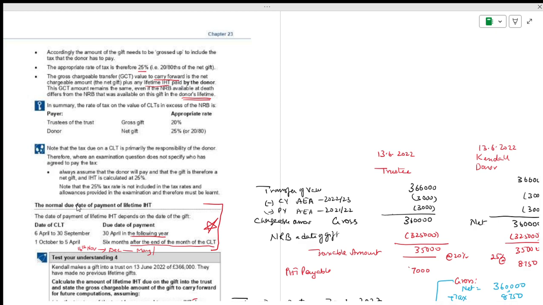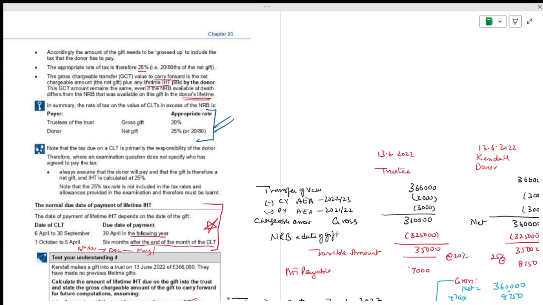Where are you reading now? Here. Okay. Is it net gift? Net gift is this much. Note that the 25% tax rate is not included in the tax rate and allowances. That is not important. Assume always the donor will pay and the gift is therefore a net gift.